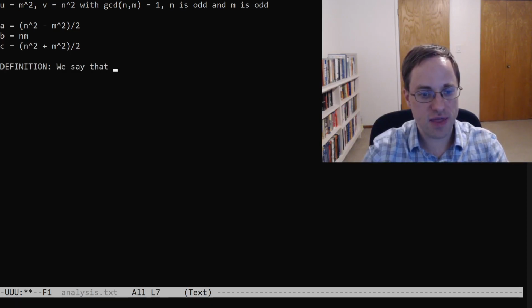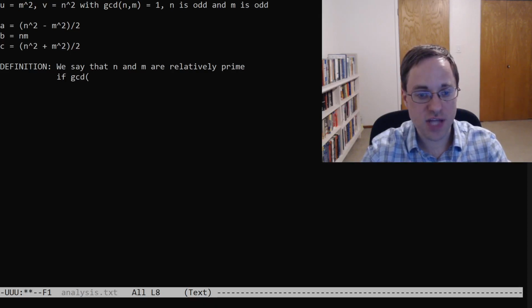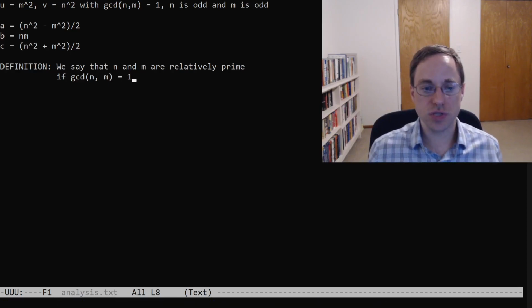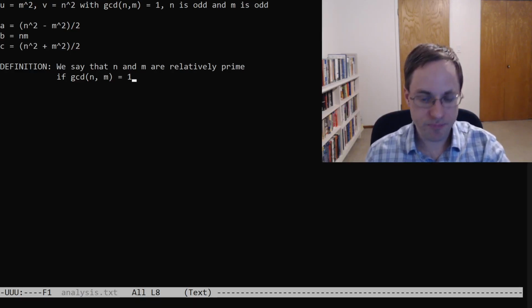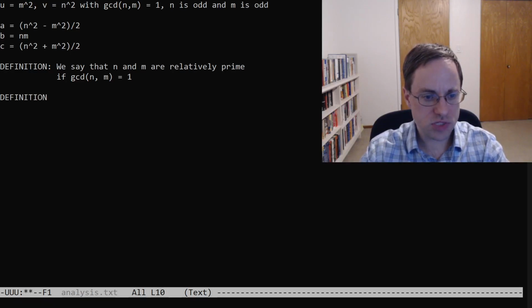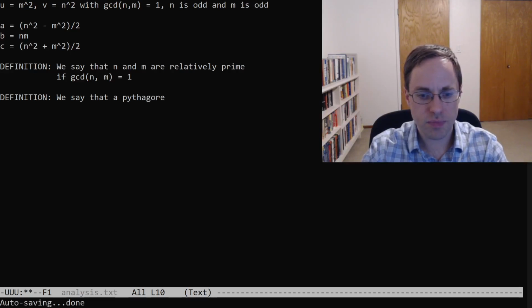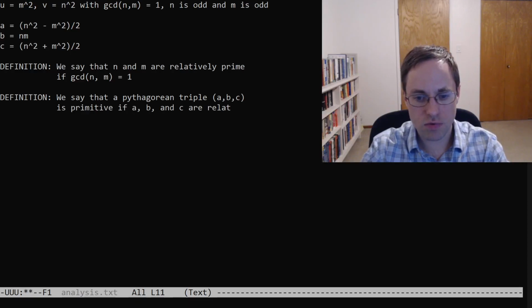So let's start with a couple of key definitions just in case you've forgotten. We say that n and m are relatively prime if the greatest common divisor of n and m is equal to 1. That is, if there is no integer larger than 1 that divides both n and m evenly. Also, we say that a Pythagorean triple A, B, C is primitive if A, B, and C are relatively prime.